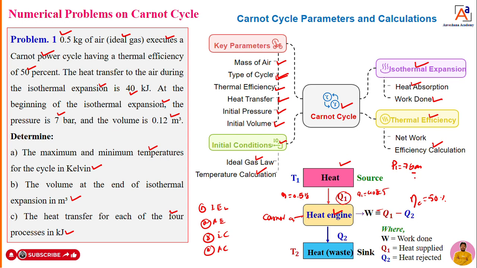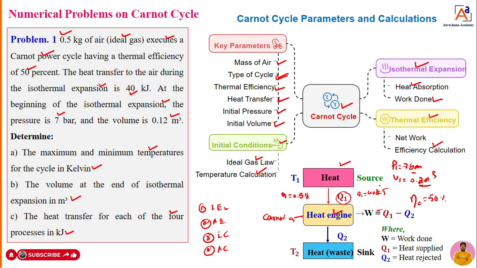Next, the volume of the gas. Whatever ideal gas he is supplying to the engine has a pressure of 7 bar, and the volume of that gas, which we can call the initial condition, we can take as 0.12 meter cube. This data he has given.